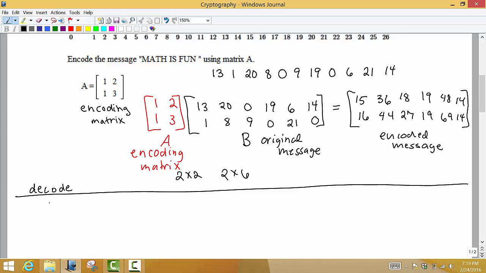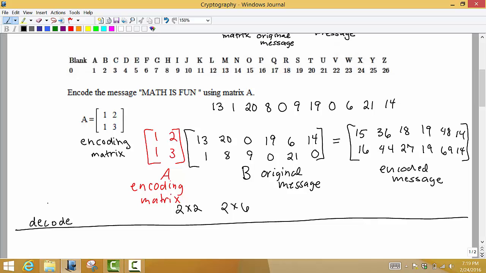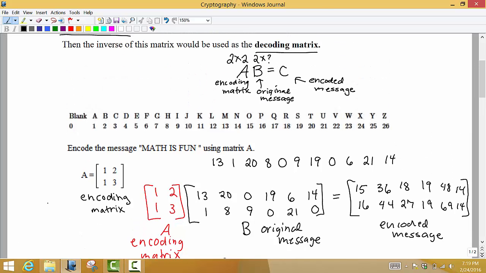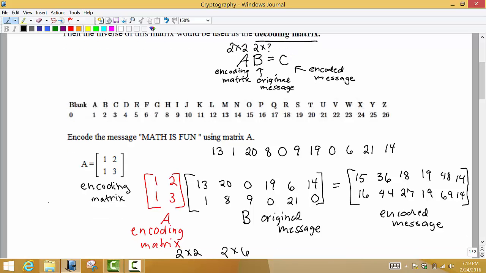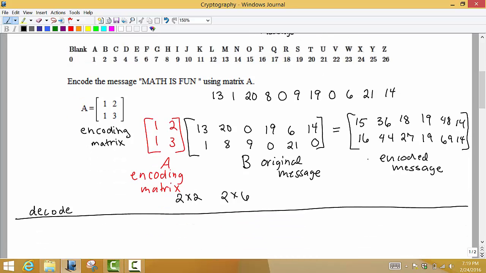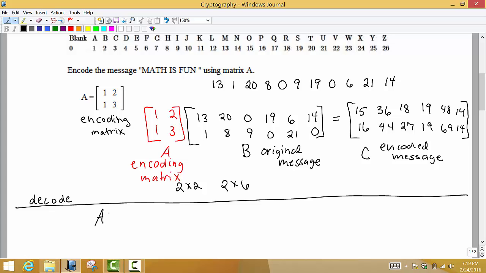Okay, if I want to decode the message, we got to go back up to how it was originally coded. So let's go back up a little bit here. So we have A times B equals C. So we have our encoding matrix, original message, and then our encoded matrix C. So this is A, B, and this is C. So we did A times B, which gave us C.